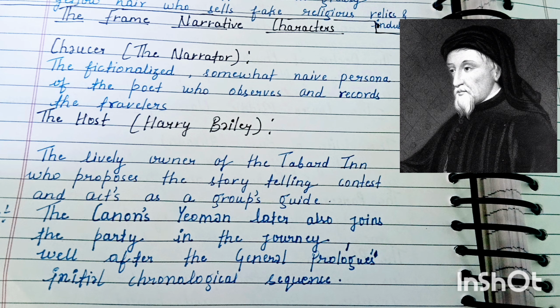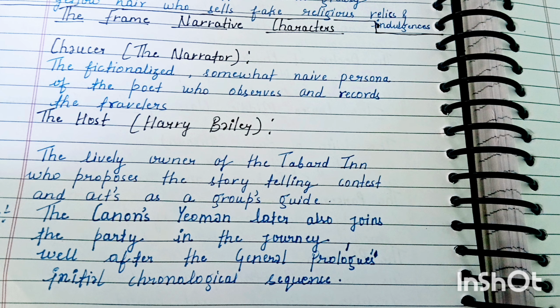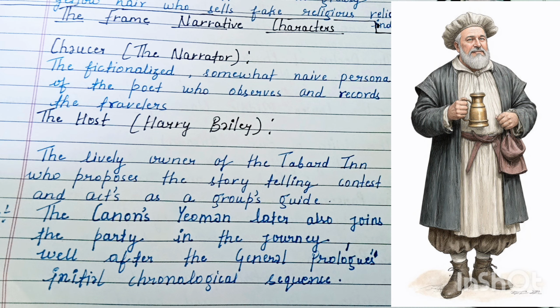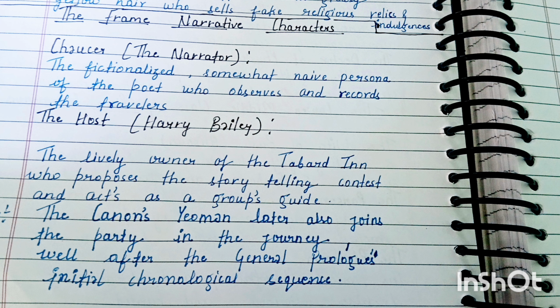The first one is Chaucer, who is the narrator of the complete General Prologue, and the second one is the host, who suggested the proposal of narrating the stories to all the pilgrims. Chaucer, that is the narrator or the author, has been fictionalized somewhat, a naive persona of the poet who observes and records the travelers. And the host, if we talk about him, he is very lively and acts as the group's guide. Later during the journey, we will get to see another character, the Canon's Yeoman.